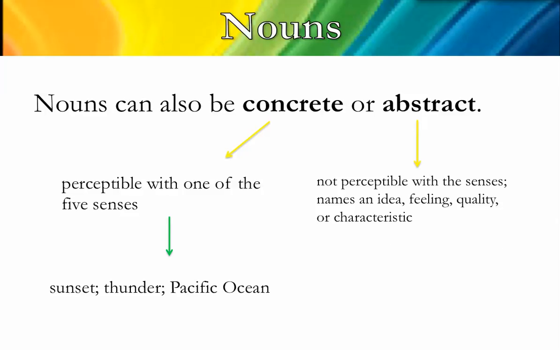Abstract is the opposite. If something's abstract, that means it is not perceptible with the senses. Instead, it names an idea, a feeling, a quality, or a characteristic. Some examples of abstract nouns are beauty, success, and Marxism. Again, here I have two common nouns, beauty and success, and a proper noun, Marxism.